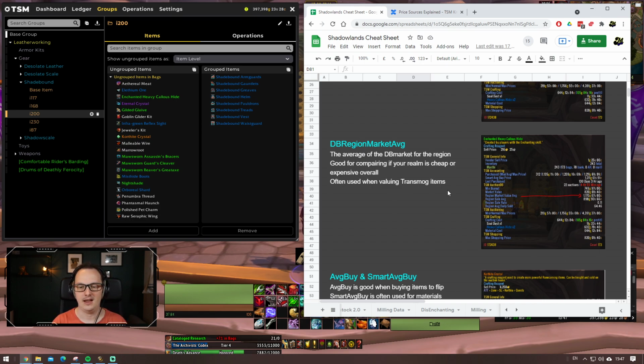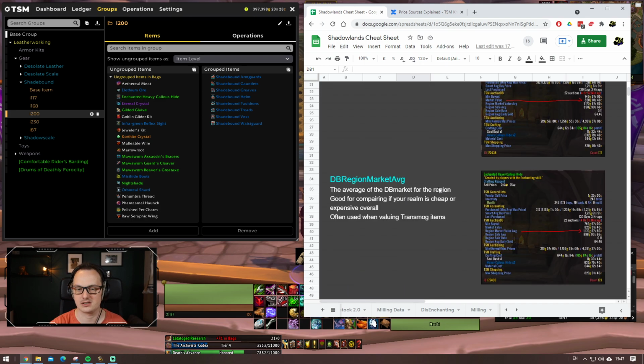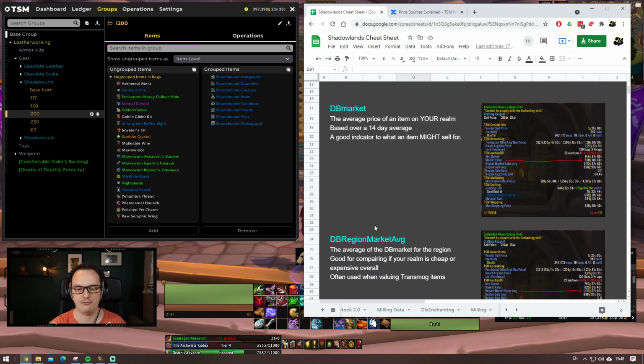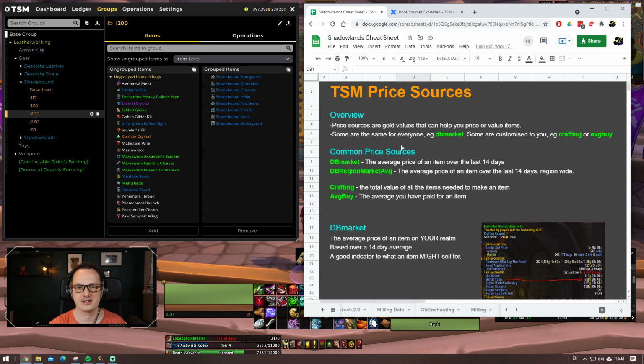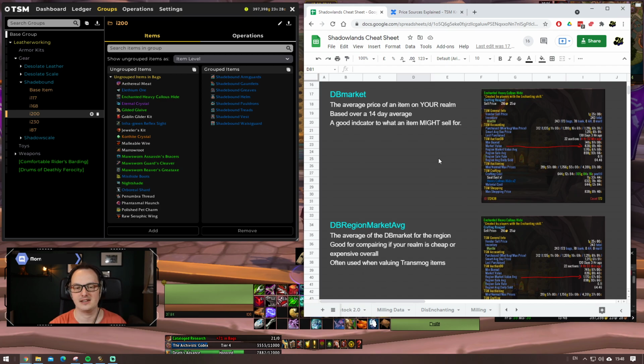Taking a look at the DB regional price for that item might indicate a truer value for the item. And anybody that buys and sells pets on multiple realms is another one that will use the DB region market average, I would assume. When they go to buy those pets, they want to see if they can sell this pet for more on average, depending on which realm you then choose to sell it. There are a couple of examples where you might use this. But as we've discussed at the beginning, DB market and DB region market are the ones that are the same for everybody. Everybody is going to have the exact same prices for these.